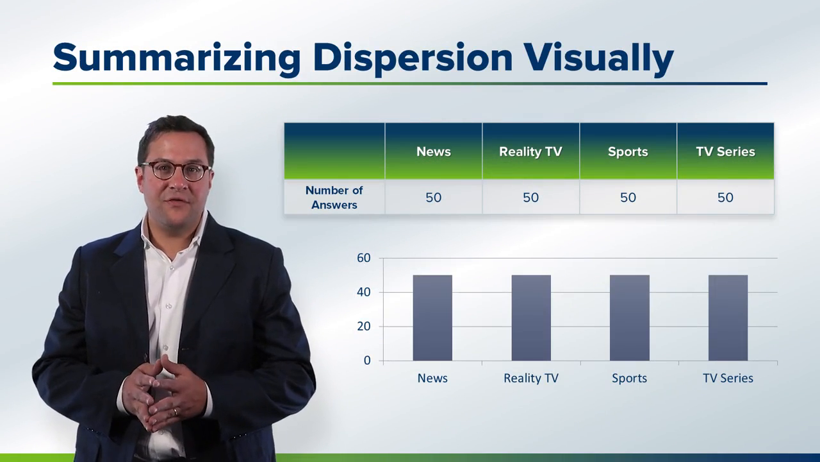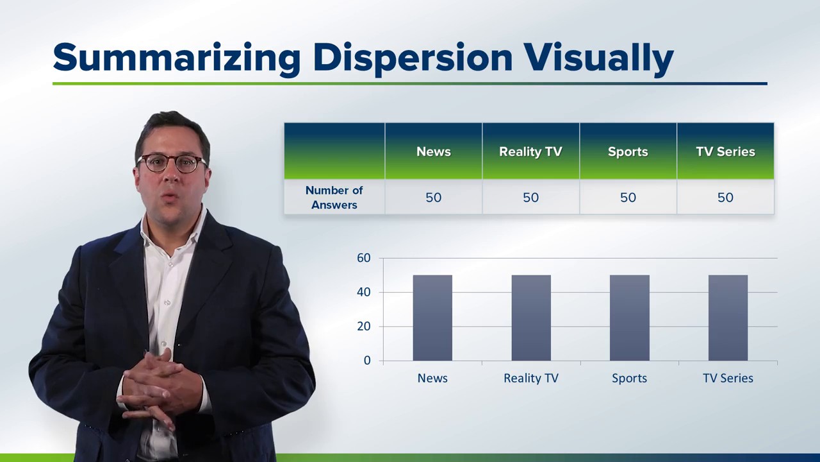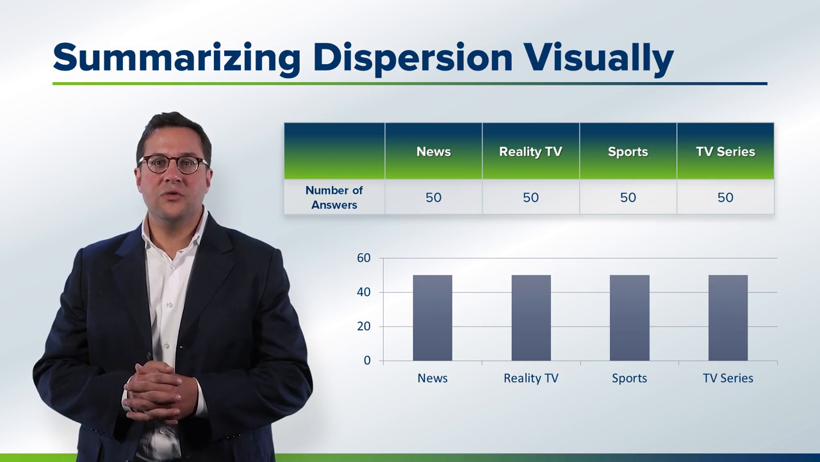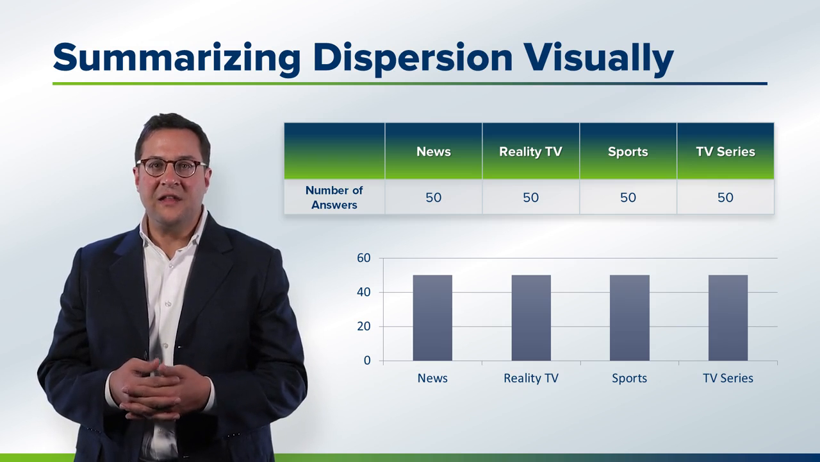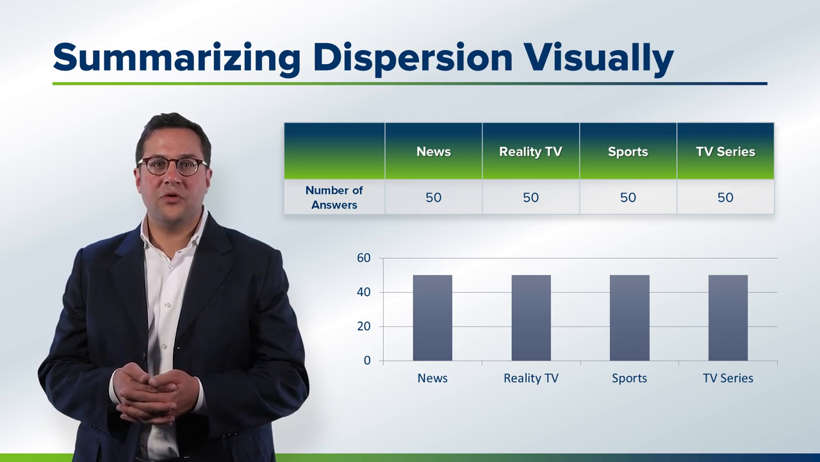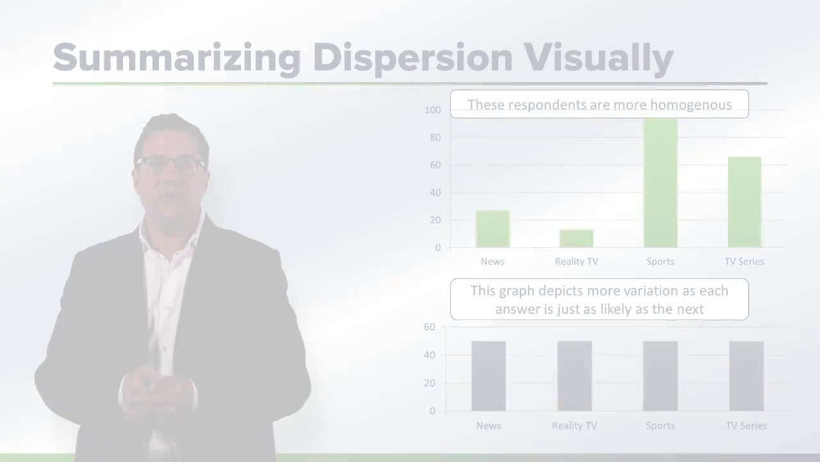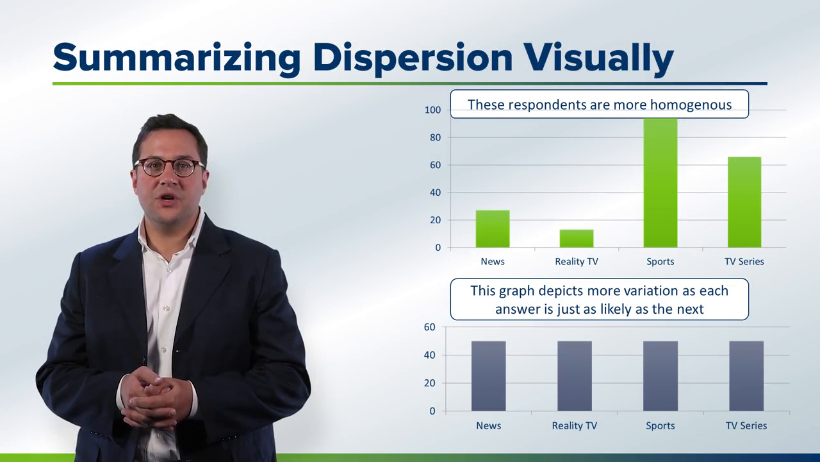Well, in the next graph, let's say that the survey provided you with the following answers, where 50 people decided that news was their favorite type of TV program, 50 people decided that reality TV is their favorite type of TV program, 50 people decided that sports is their favorite type of TV program, and so on. And so as you can see here, even though the question is the same, the answers could be different.